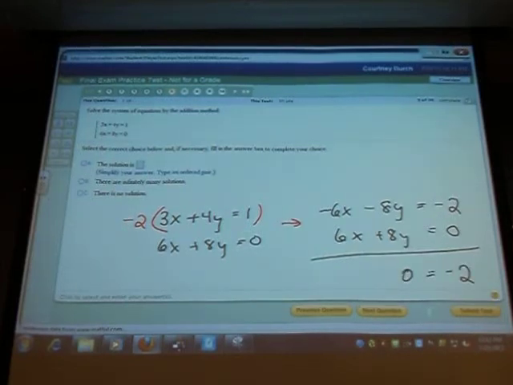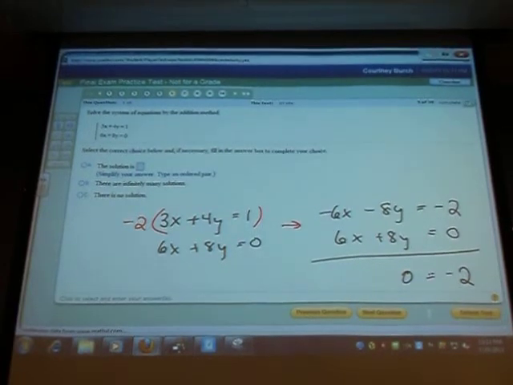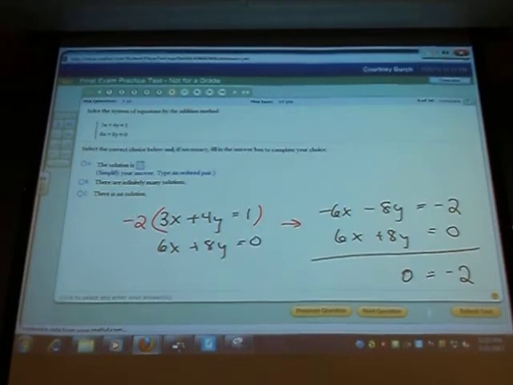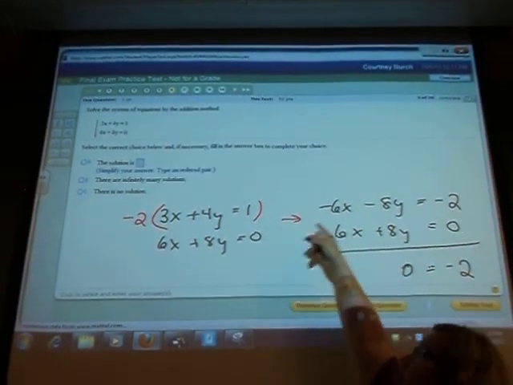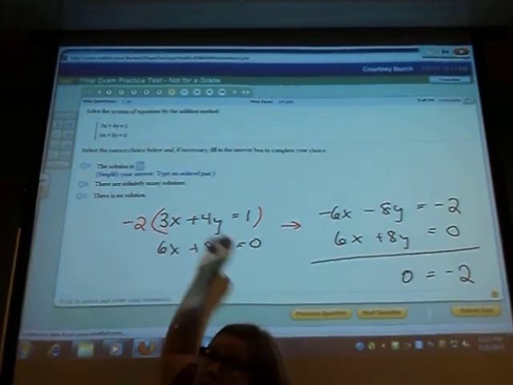So my x and y both cancel. Are you guys confused? I was confused on why you're multiplying by a negative 2, but she just told me that they cancel out. I want to cancel out 6x with negative 6x. So I want to turn the 3 into negative 6.